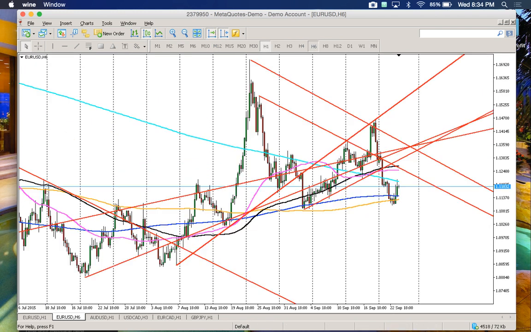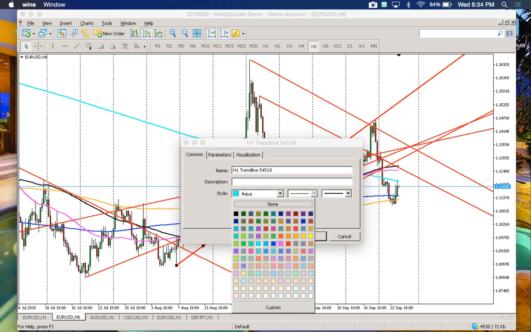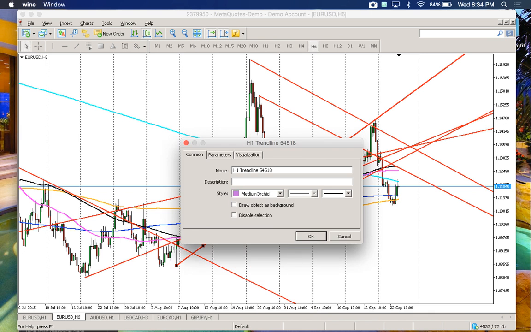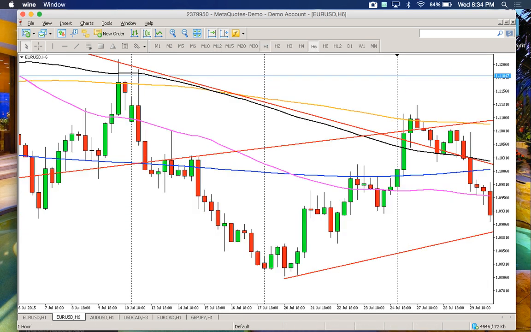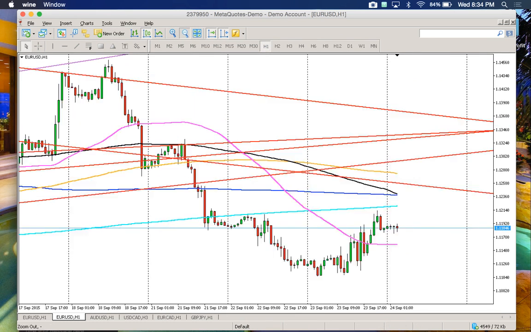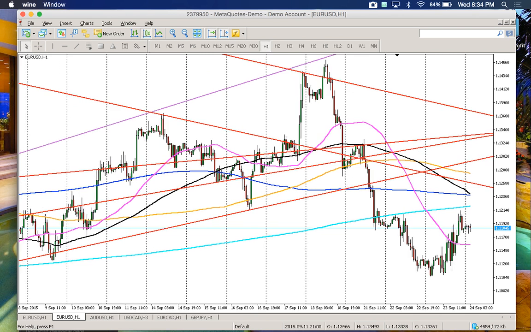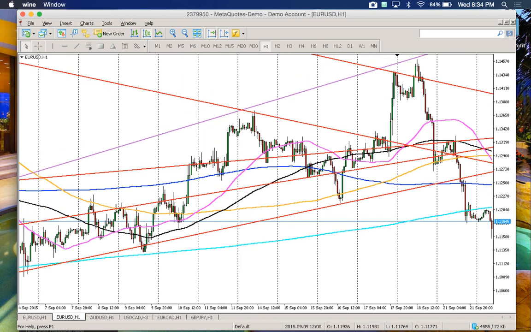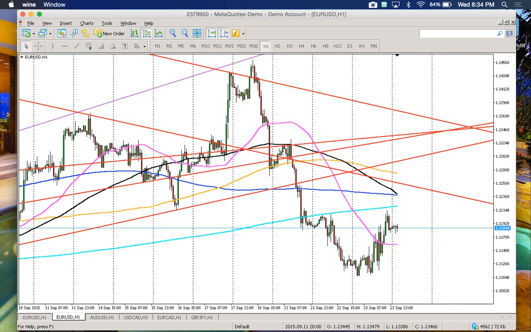What I am going to do, so you guys can actually see that same line I was just drawing, is color it a different color. Let's make it magenta. There we go, make it purple. As you can see, that same purple line respected all of this, and then it dropped.